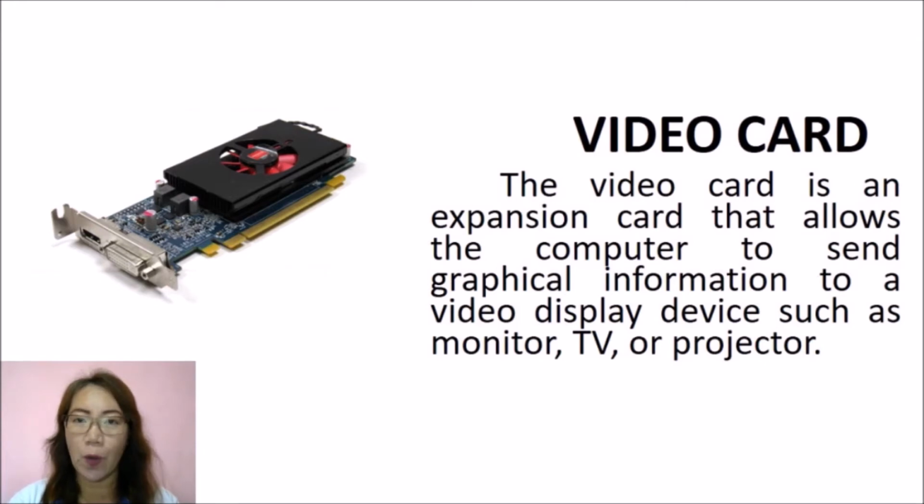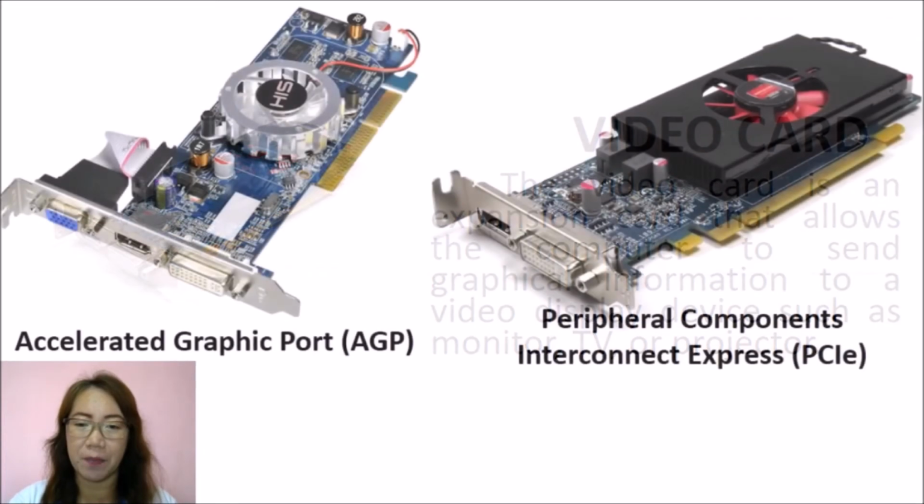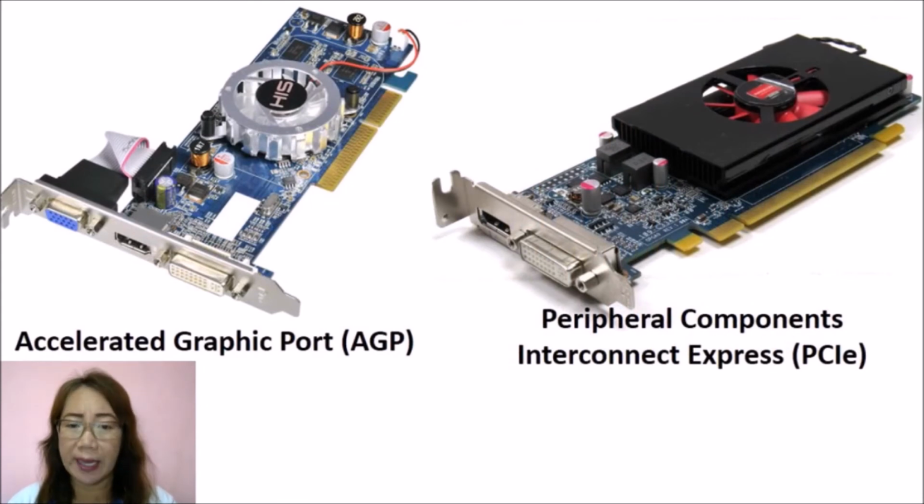Okay, so what are the different types of video card? Basically, we only have two types. The first one is the accelerated graphic port or the AGP, and the other one is the peripheral component interconnect express. So how are you going to know what type of video card you're going to buy? You just check your motherboard. Your motherboard will determine what kind of video card you are going to buy.